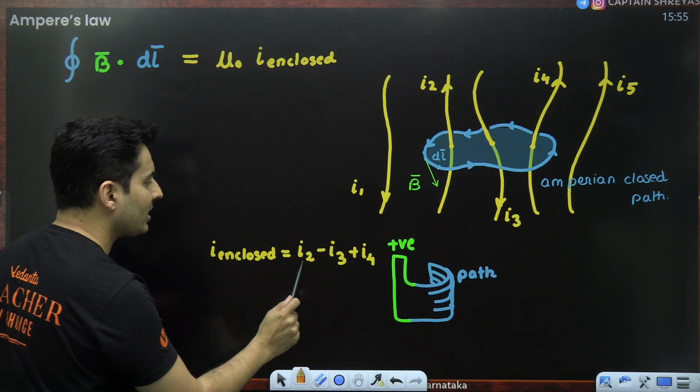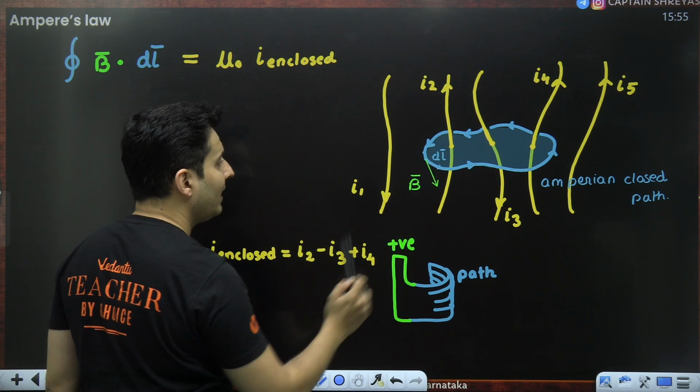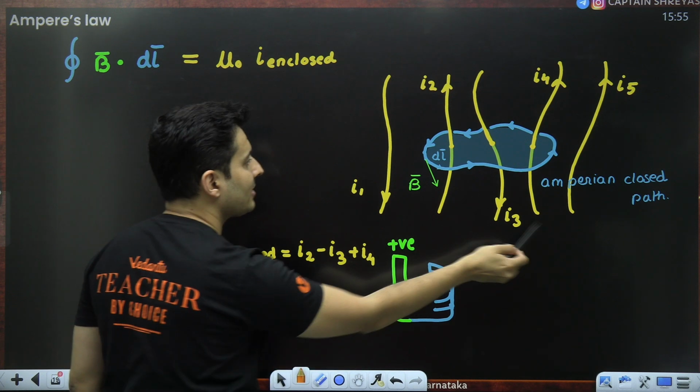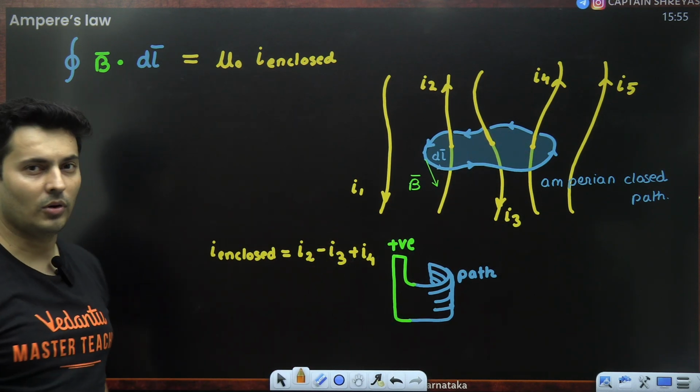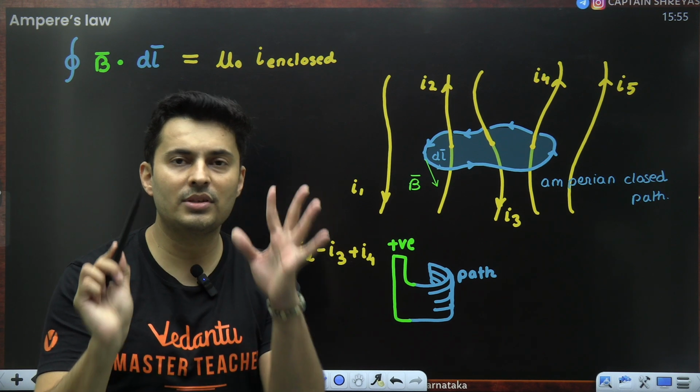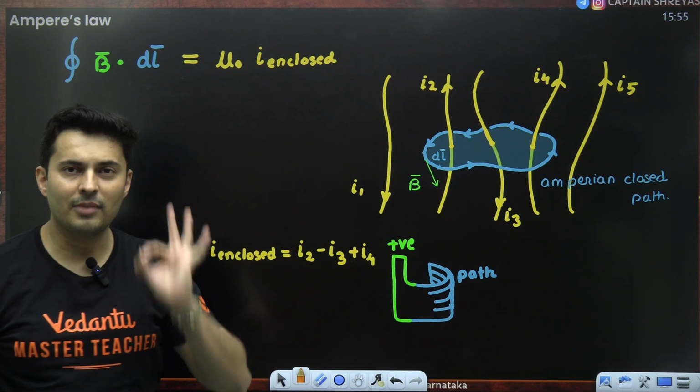So the enclosed currents are I2 minus I3 plus I4. That's how you substitute that in the Ampere's loop law. I hope this is absolutely clear how to use Ampere's law.